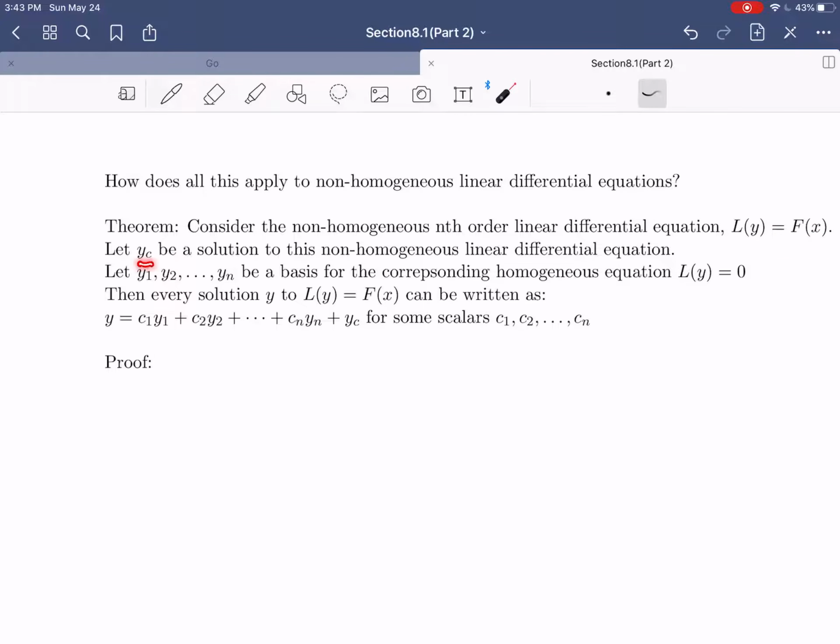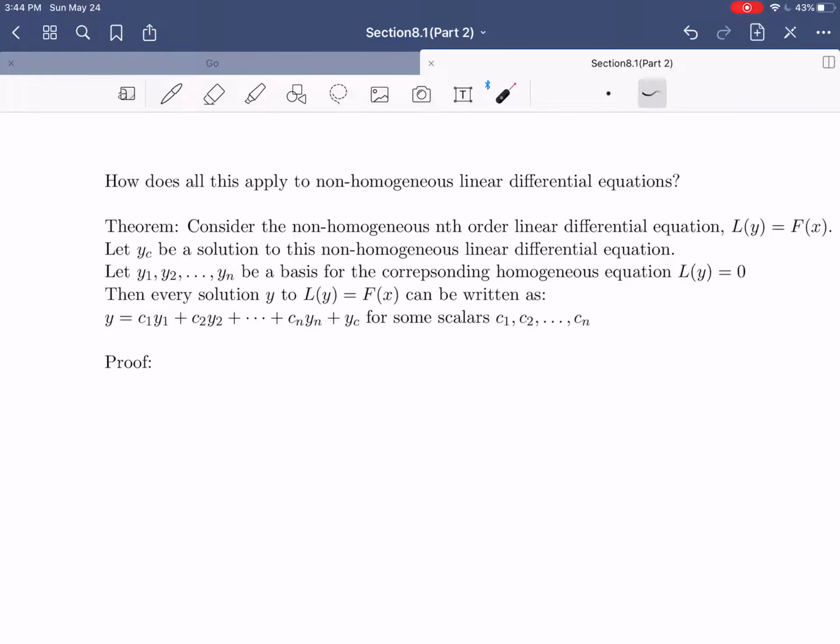We're going to let y sub c, which your book often calls the complementary solution, be a solution to this non-homogeneous linear differential equation. So y sub c is a solution to this. We're going to let y1, y2 through yn be a basis for the corresponding homogeneous equation, L of y equals 0. Then every solution to the non-homogeneous can be written as some linear combination of the basis of the homogeneous solutions plus that one single complementary solution to the non-homogeneous.